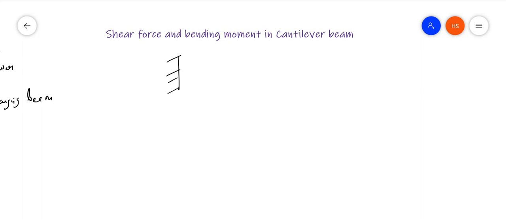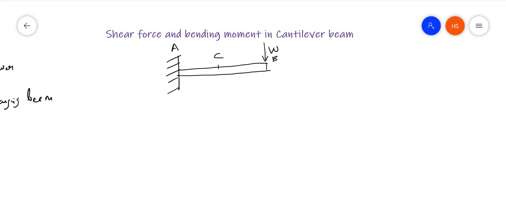So I am having a beam. A beam is generally represented by a simple line. Now I am applying a load W here, a concentrated load. First of all, I have to find out the shear force. In order to find the shear force, I am considering 2 points, A and B. I can consider another point also, C.